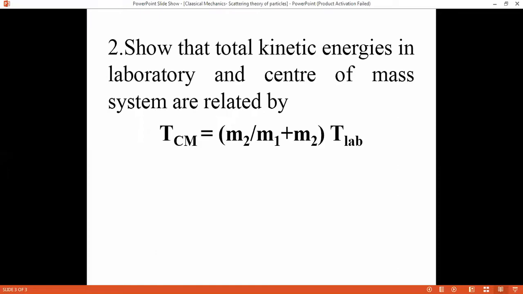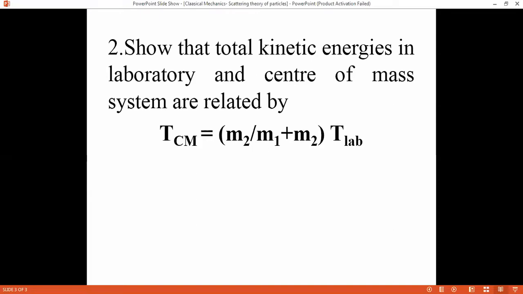We have to look at these two kinetic energies, that is the kinetic energy in center of mass frame and the kinetic energy in laboratory frame. So they are related by the relation that is given as m2 divided by m1 plus m2. So that relation is, and just write that what we have to show. We have to prove this condition, that is that TCM, CM stands for center of mass, so that TCM is equal to m2 divided by m1 plus m2.